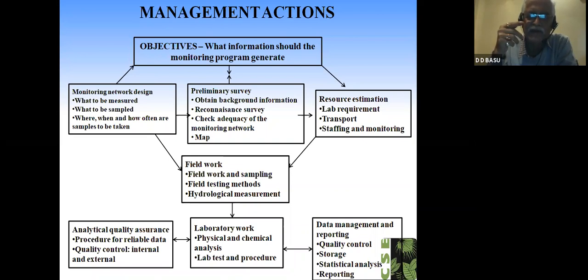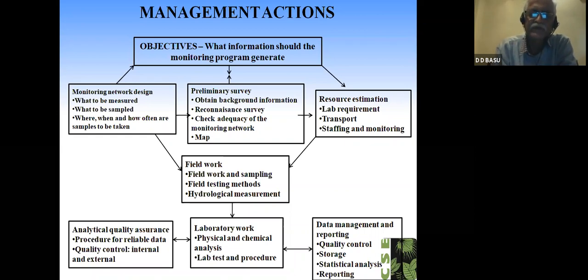First you get accredited, and the number of parameters has to be set. In the accreditation system, you have to go for analytical quality assurance. This program is done by the Central Board and the State Pollution Control Board, and also EPA-recognized laboratories. Then data management: quality control, storage, statistical analysis, and reporting. This is the entire set of management actions.